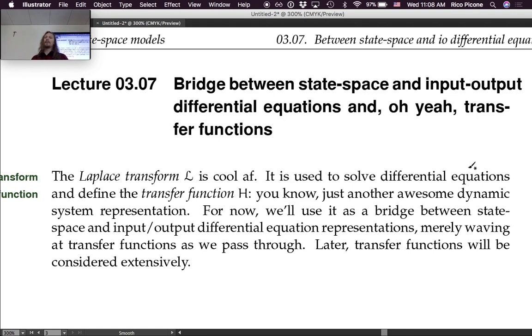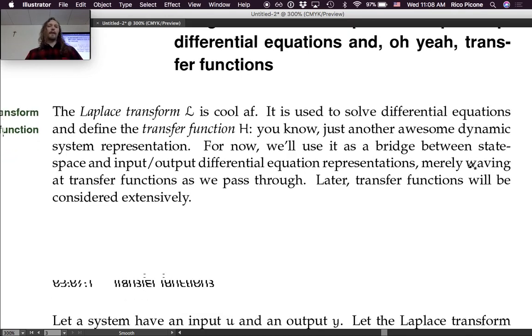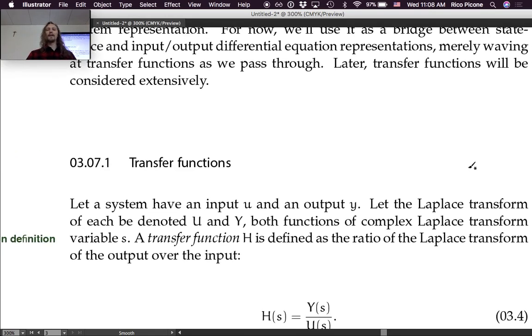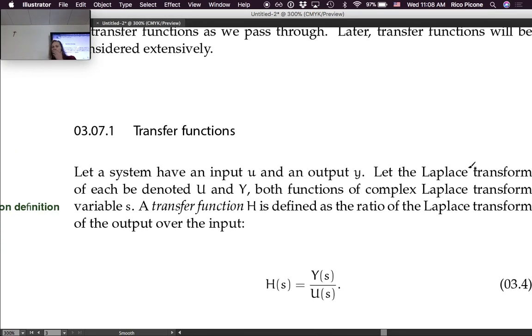For now, we'll use it as a bridge between state space and input-output differential equation representations, merely waving at transfer functions as we pass through. Later, they will be considered extensively, okay? So we'll get there. But first, let's define the transfer function as a system representation.